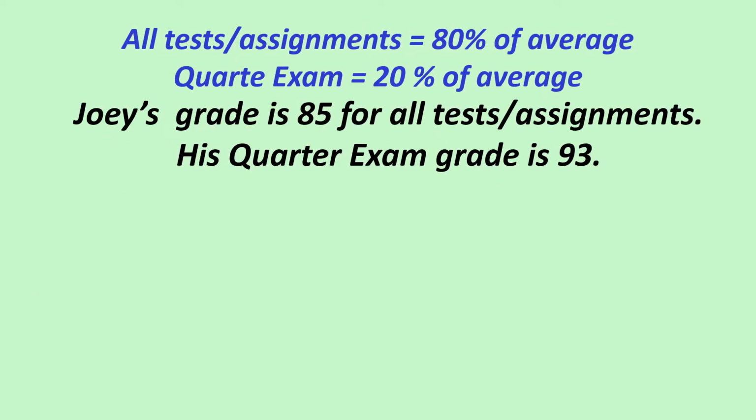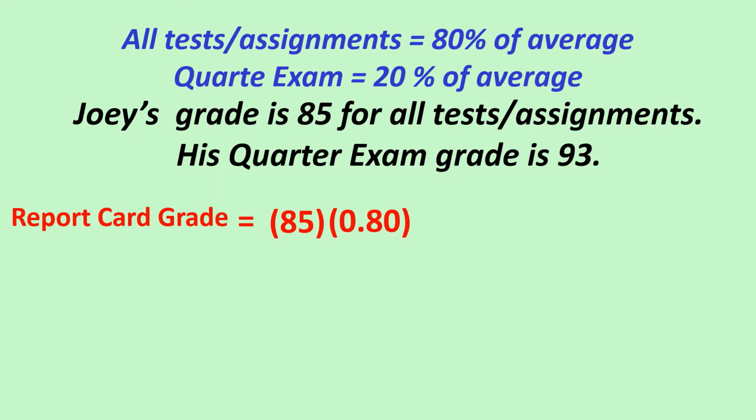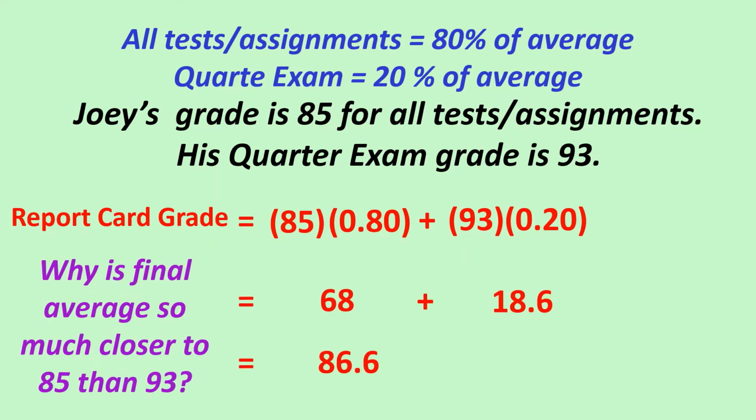To determine your quarter average, your teacher will multiply your grade for all assignments during the 9 weeks. In this example, it was 85. And multiply by its weight, which is 80%. Only first, we change the percent to decimal form by dividing by 100. Remember, to make a percent, you multiply by 100, so to take it out of percent form, we would divide by 100. Therefore, 80% becomes 0.80. We add to that the quarter exam grade, 93, multiplied by 20%, changed to a decimal by dividing by 100, or 0.20. The weighted average grade comes out to be 86.6.